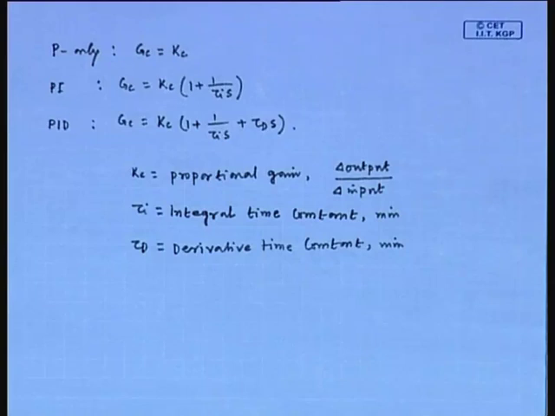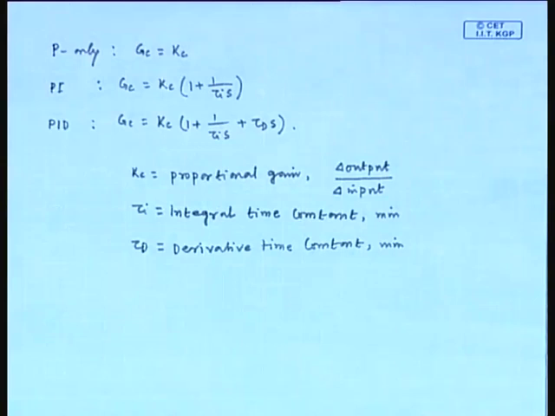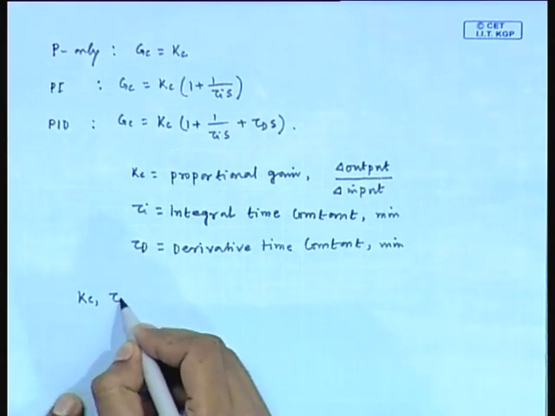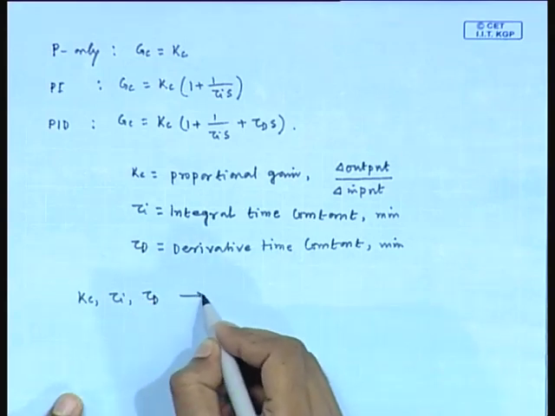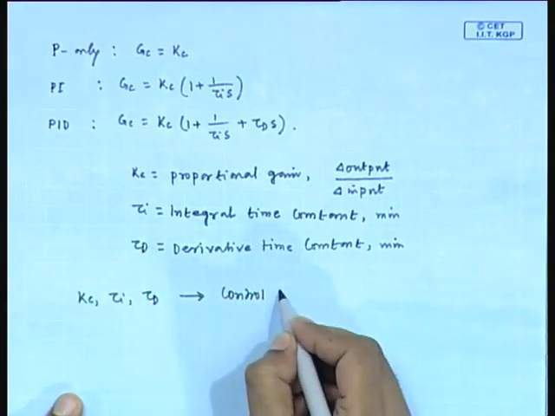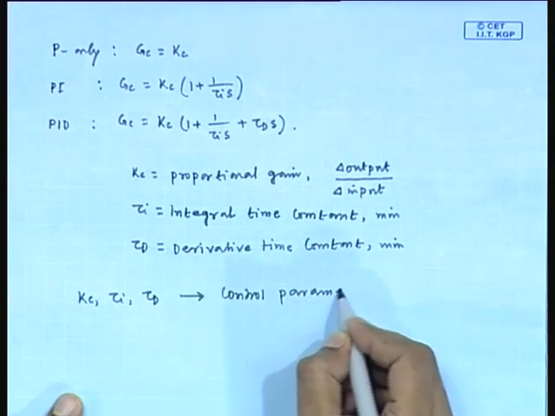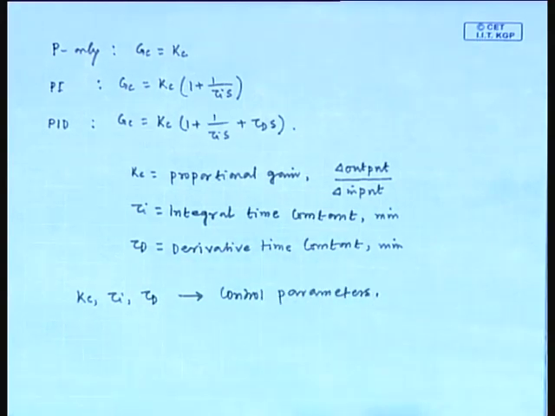Fine. So, these three parameters, K_C, tau_I and tau_D, are the control parameters. Tuning of these parameters will be discussed later. How we can select the values of these three tuning parameters will be discussed later.